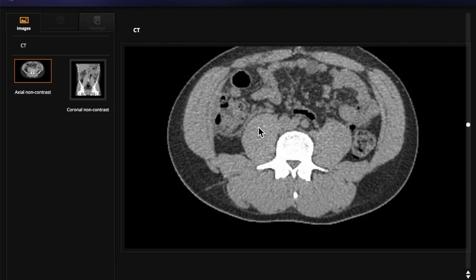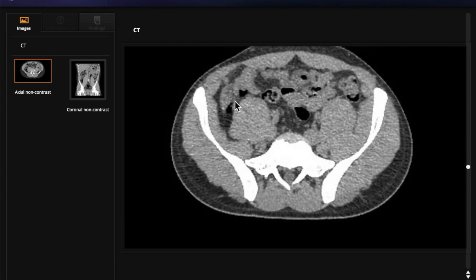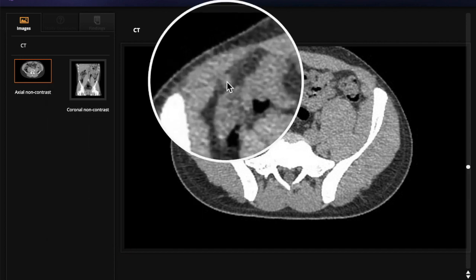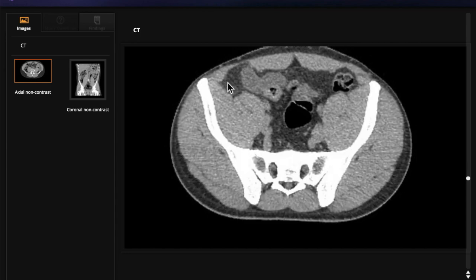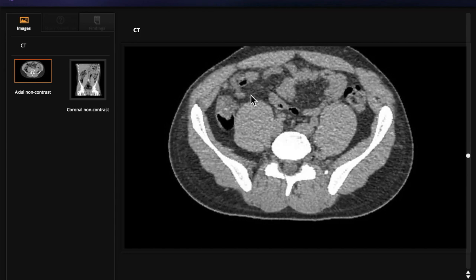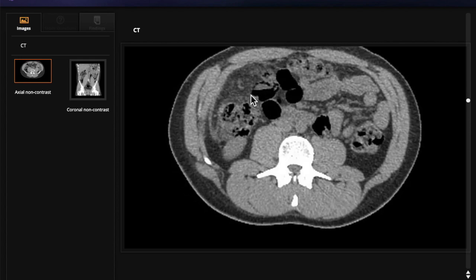And other key causes of right-sided abdominal pain are going to be appendicitis. So you can see the appendix just there, which is normal in caliber, and there's no real inflammatory stranding around it. So it doesn't look like appendicitis.